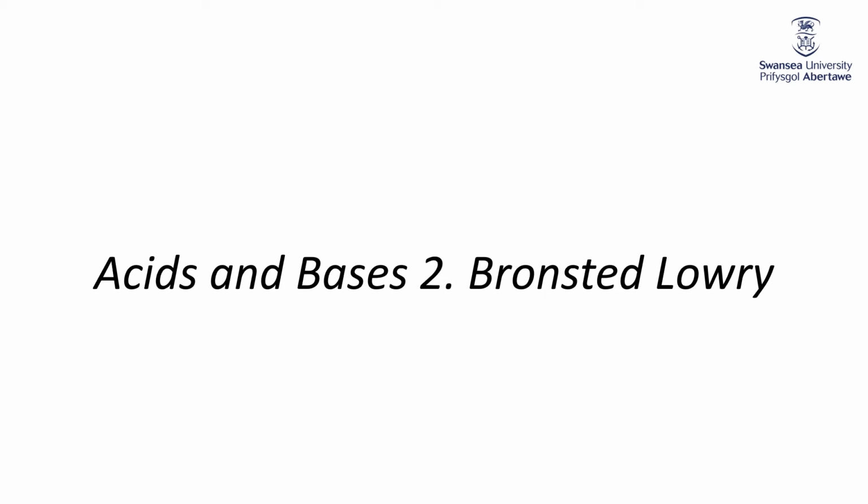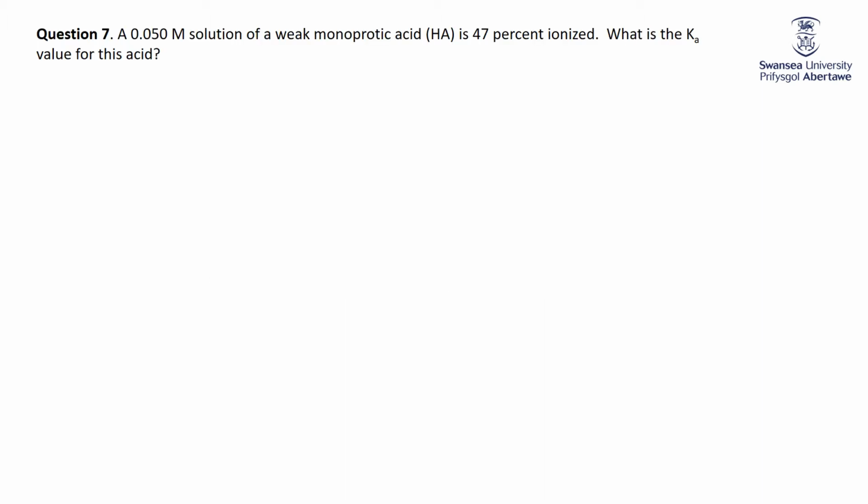Bronsted-Lowry definitions. Splitting these first few sets of questions up was somewhat artificial, but at least this now sticks a label in there. So now instead of thinking that an acid goes to H+, it goes to H3O+ in water. A 0.05 molar solution of a weak monoprotic acid is 47% ionized. That's actually a pretty good weak acid, isn't it?